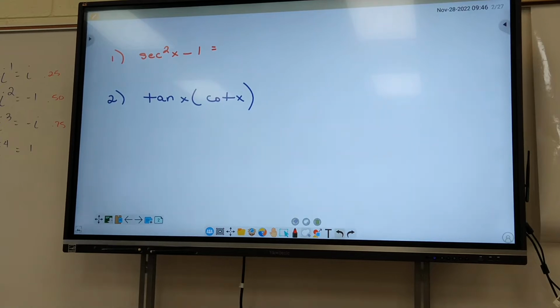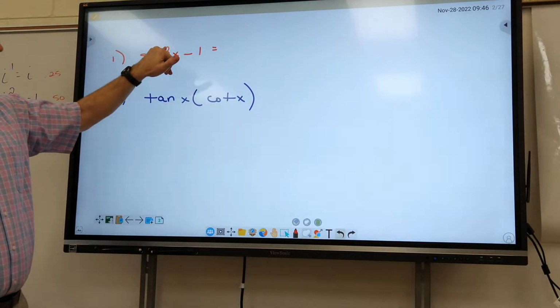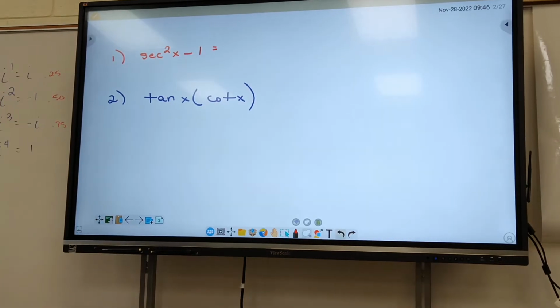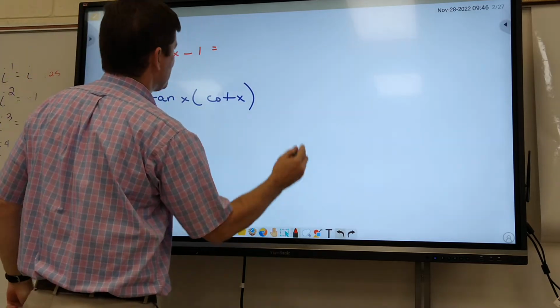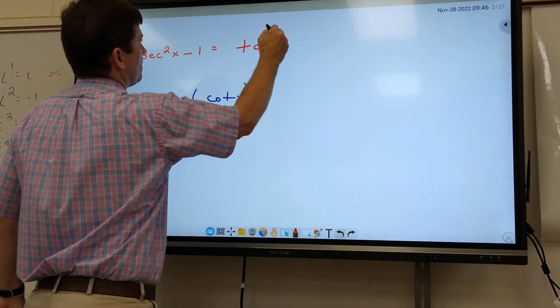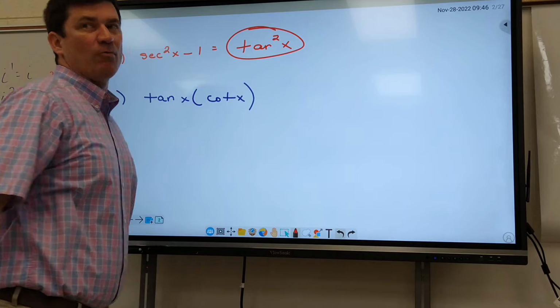All right, so let me show you how easy number 1 is. Number 1 says secant squared x minus 1. Look at your formula sheet. Find the Pythagorean identity that says secant squared x minus 1, and what does it equal? Tangent squared. That's your answer. That's all you do. If you can't find that, I will show you.